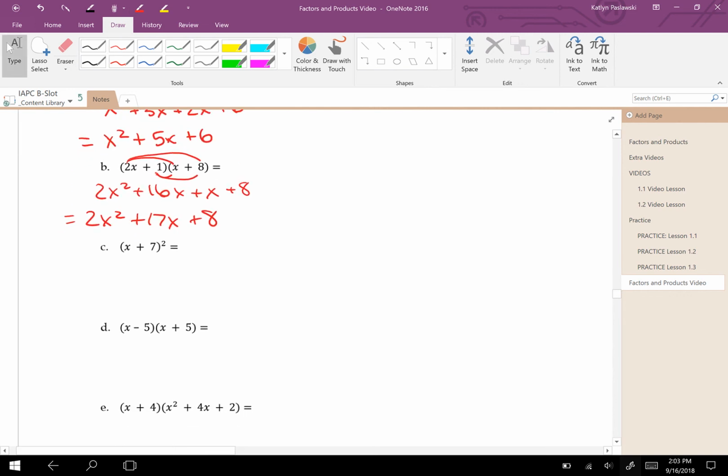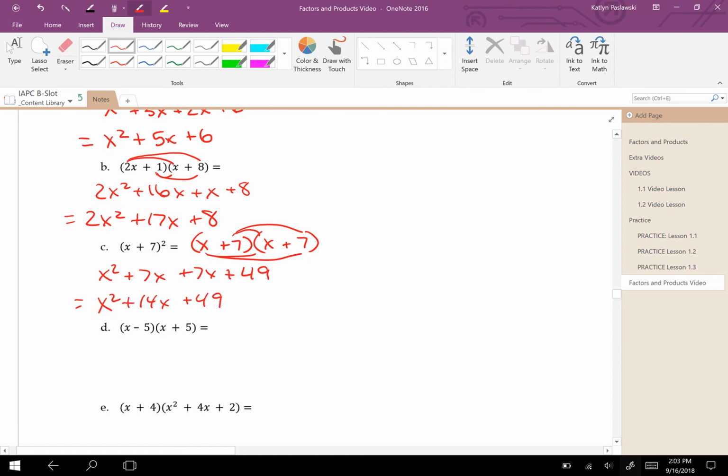Here we have x plus 7 squared. So if we were to expand that, we have x plus 7 multiplied by x plus 7. The first two terms would give us x squared and plus 7x plus 7x, and 7 multiplied by 7 is 49. This would give us x squared plus 14x plus 49.